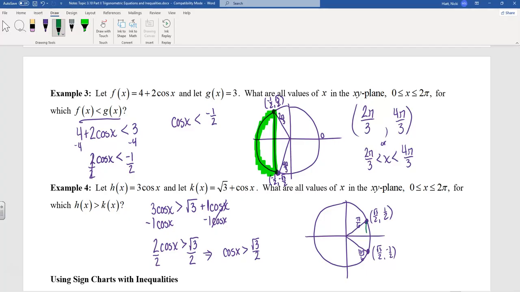And I want to connect these two dots right here. And I'm looking for where cosine, the x-coordinate, is greater than. Right, so that is the right side of this line. That is from here to here.